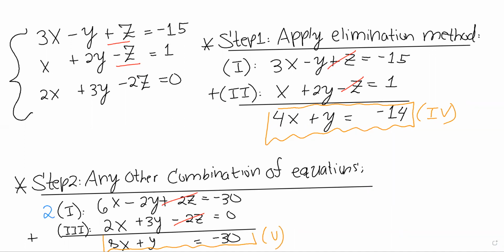Almost done. Now look what we did. When we eliminated z, we just created a system of two equations with two unknowns. They're only in terms of both x and y. So now we repeat the process again. We apply the elimination method to equations 4 and 5, and we can solve. So let's repeat this.